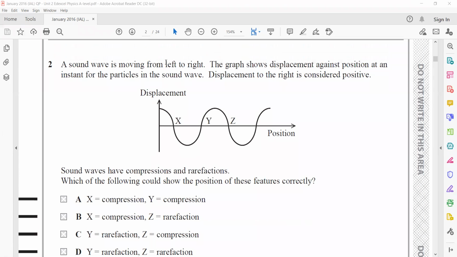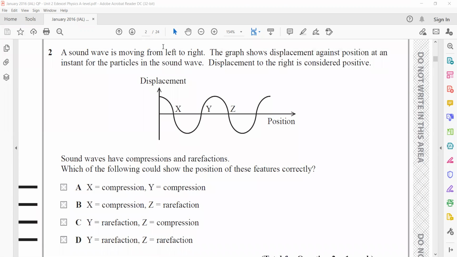Question 2. A sound wave is moving from left to right. The graph shows the displacement against the position at an instant of a particle in a sound wave. The displacement to the right is considered as positive. So here the displacement is decreasing. Displacement towards the right is decreasing. So it means at this point we'll get a compression.